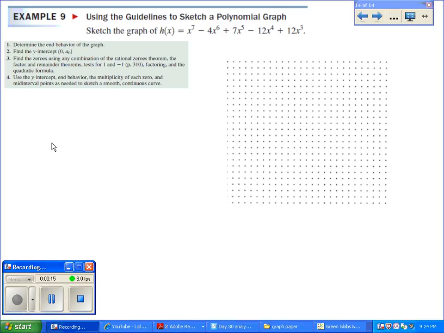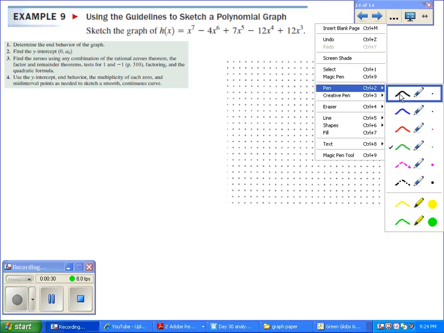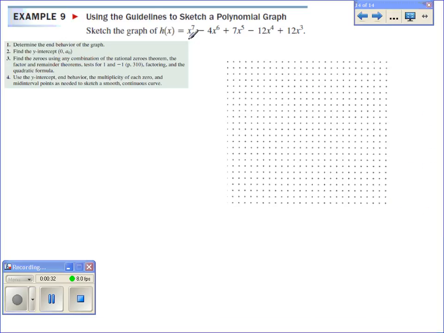Okay, so the process is pretty much the same. We describe the end behavior. The end behavior here is, why is this not working? End behavior is, it's odd, so therefore it is down, then up.